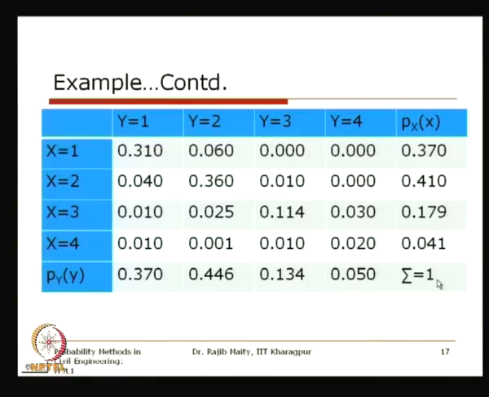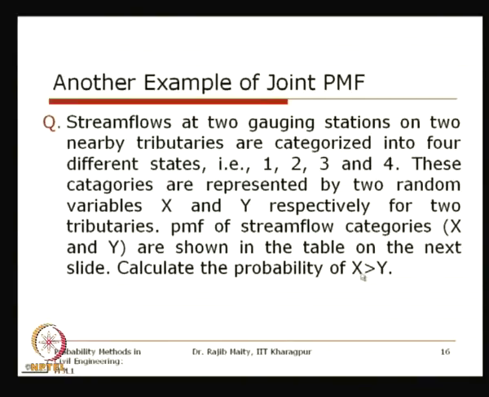Now, we are supposed to get the probability of x greater than y, so we have to pick up those combinations. For example, x equals 2, y equals 1. Similarly, x equals 3, y equals 1; x equals 3, y equals 2; x equals 4, y equals 1; x equals 4, y equals 2; and x equals 4, y equals 3. We are not supposed to take x equals 4 and y equals 4, because in the problem it is asked that x is greater than y.